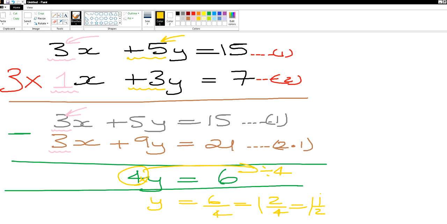Now we need to substitute this y value back into the original equation. Which one should we use, first or second? Second, thank you. So the second equation is over here. Let's copy it out. So you have x plus 3y is equal to 7. Now we have the value of y. You can put it in as a decimal as well. If you want to do it as a decimal, the y value is 1.5. So x plus 3 times 1.5.